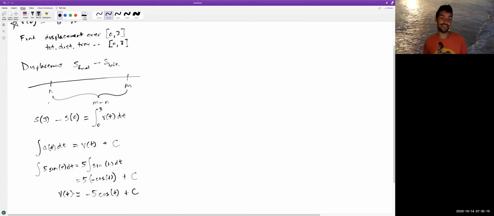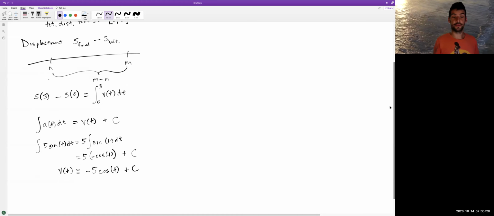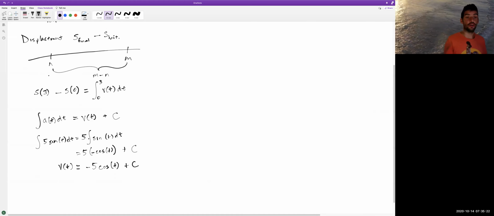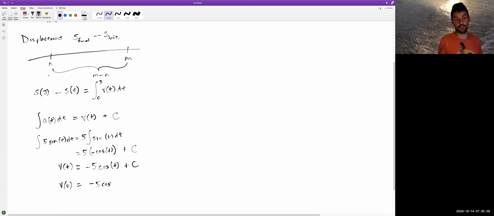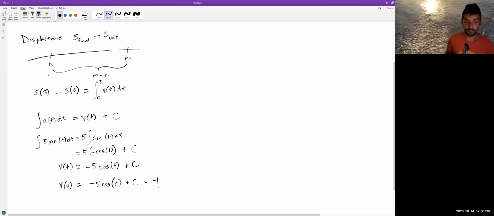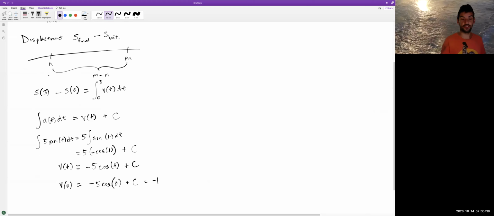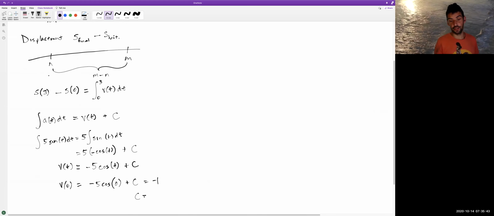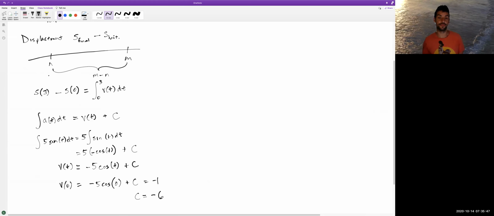Or another way I could say it is I have the form of my velocity function, but I don't know that constant. Okay, so what we do know, though, is that v of 0, which is negative 5 cosine of 0 plus whatever this constant is equal to negative 1. Cosine of 0 is 1. So this is negative 5 plus c equals negative 1, which gives me that c is equal to negative 6.